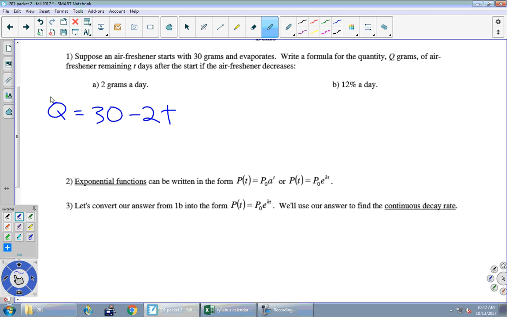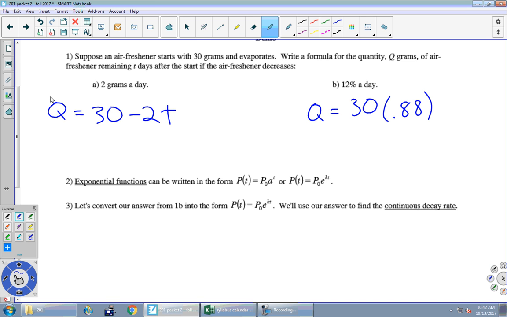However, if we're changing 12% each day, the formula looks fundamentally different. We are still starting with 30. That's a good thing to write down. Okay, if you lose 12% per day, how much remains? What percentage remains every day compared to the previous day? 88%, and we will write that as a decimal.